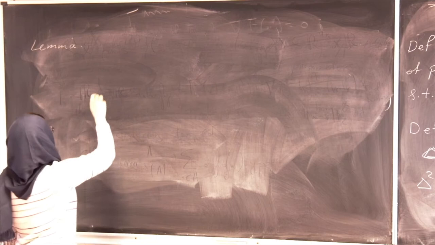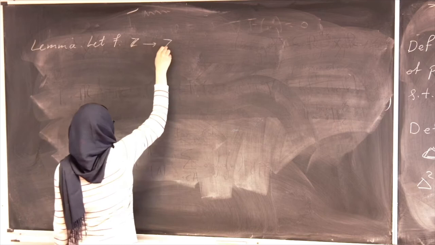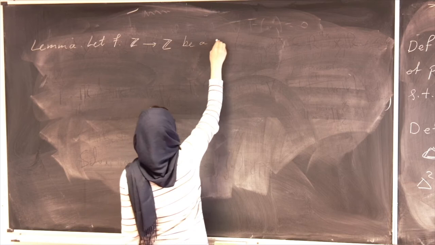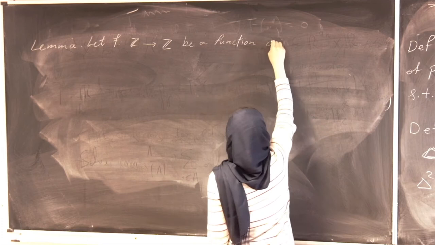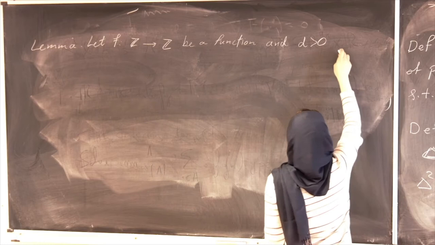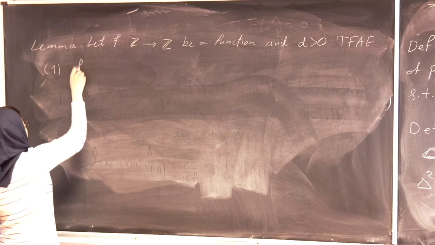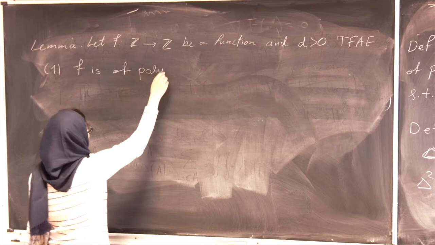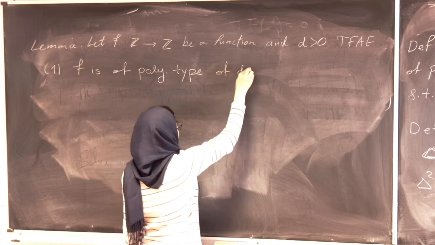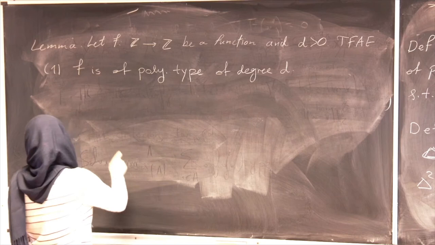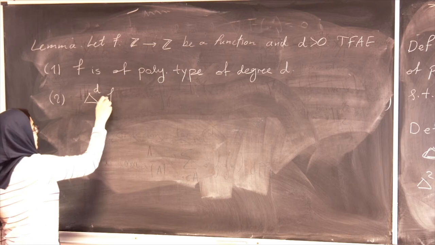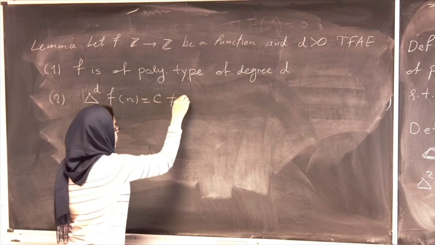Let f from Z to Z be a numerical function and d be a positive integer. Then the following statements are equivalent. First of all, f is of polynomial type of degree d. This is equivalent to saying that delta d f(n) is some constant which is non-zero for large n.